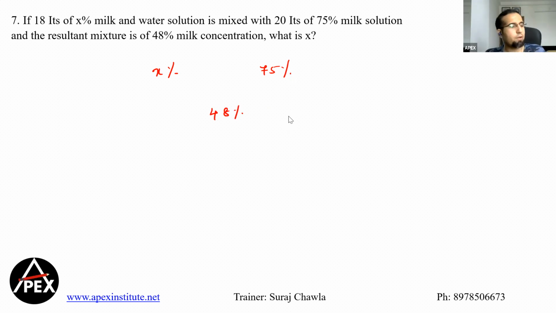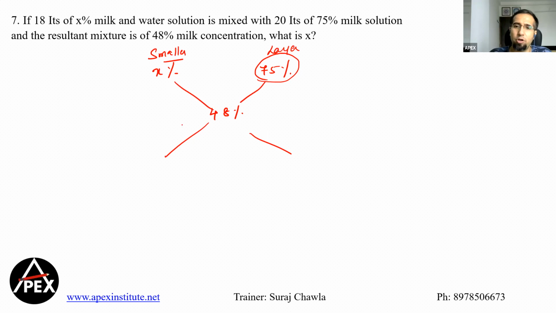So we all know that there will be one larger value and there will be a smaller value. Okay. I already have a larger value. So please remember this is going to be smaller than average and this is going to be larger than average. Why? Because in alligation, while subtracting, it's really important. So this is always going to be average minus smaller, and this is larger minus average. And this ratio should be the ratio in which they are mixed. So X percentage, the quantity is 18 and 75 percentage, the quantity is 20.